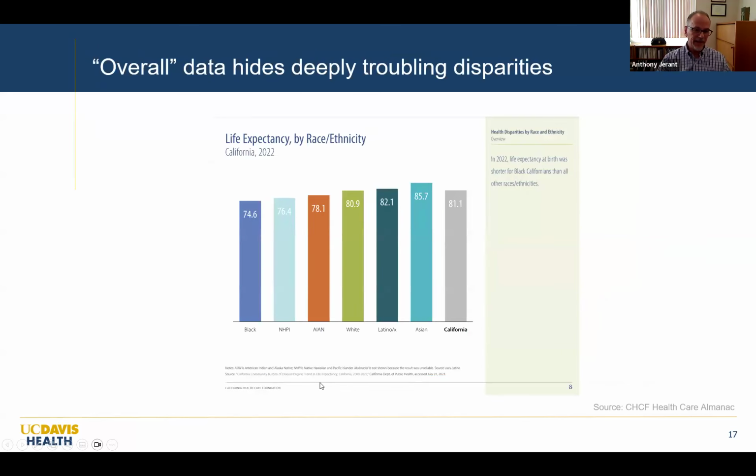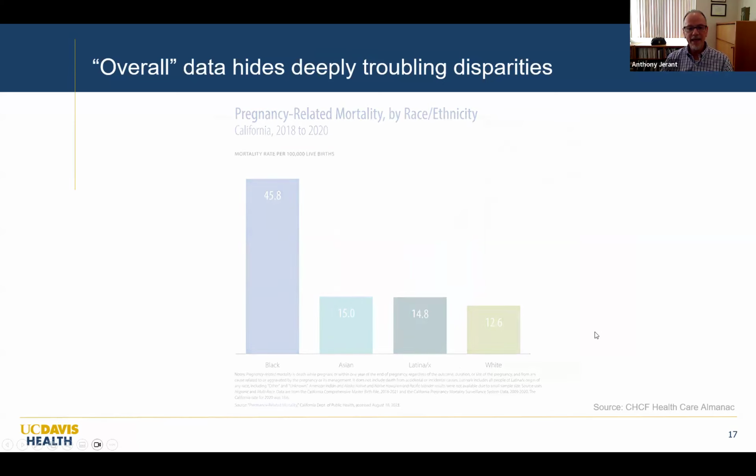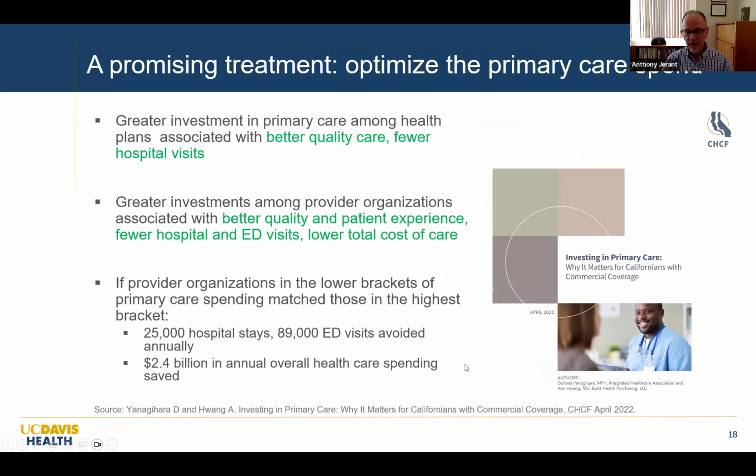And again, that overall data that I showed you, 14th, there are some disparities here too, just like in the US. We have people of color, Black individuals in particular, and Native Hawaiian Pacific Islander with lower life expectancy than the state average, and pregnancy-related mortality and infant mortality higher in Black individuals, and for the infants, Native Hawaiian and Pacific Islander as well. So we're not really that much different than the US as a whole.